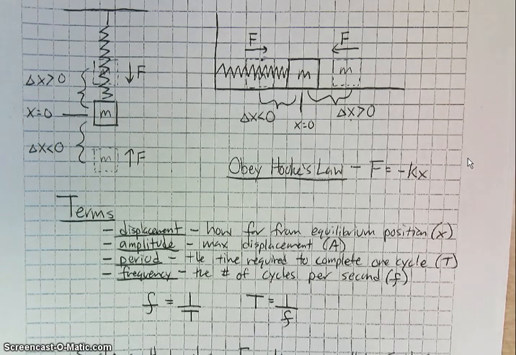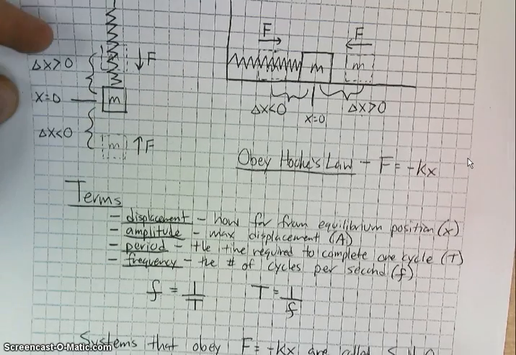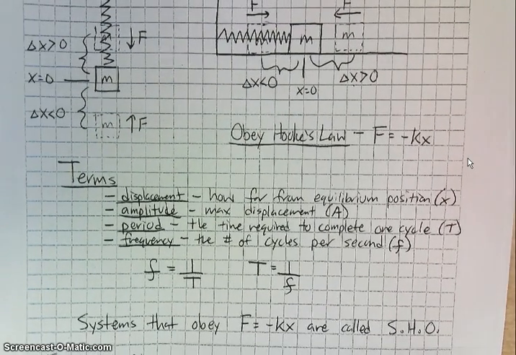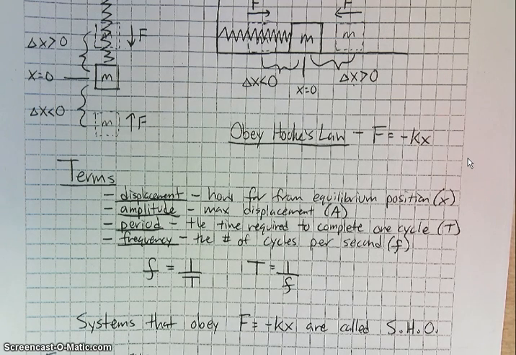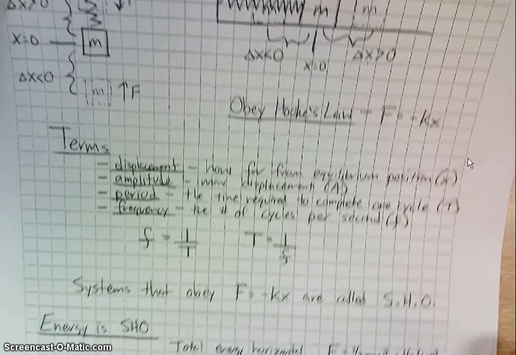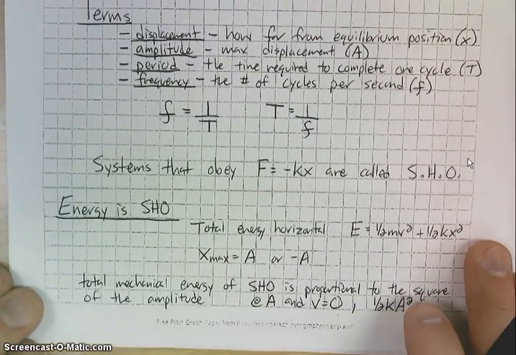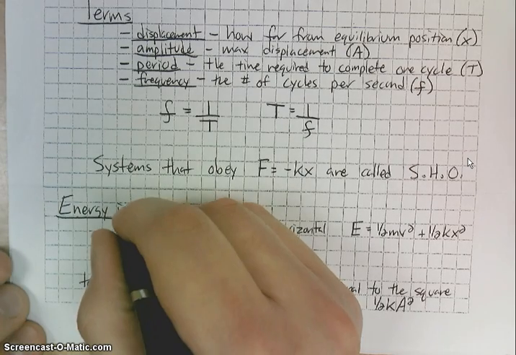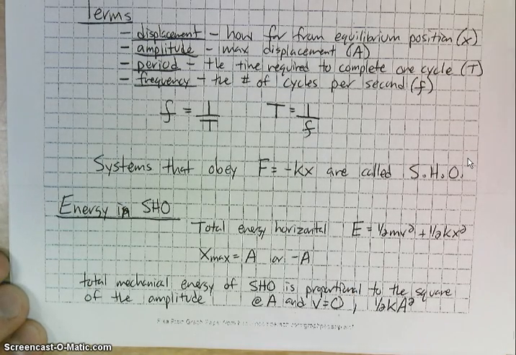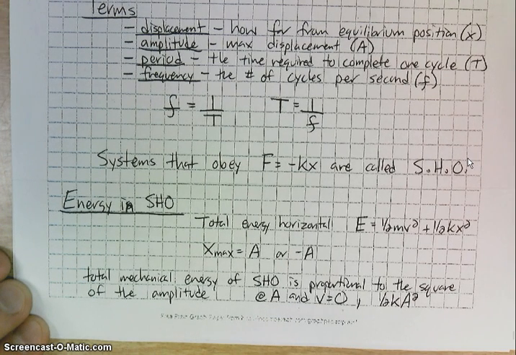In this case, just one thing to remind you of is that systems that obey Hooke's law are simple harmonic oscillators. Just something to keep in mind. Now the next part, I want to talk about the energy in simple harmonic oscillators. Now I'm going to talk about the horizontal component because it's a bit easier to talk about.